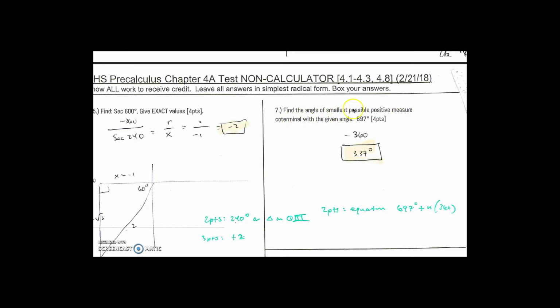So I need a number, smallest possible means a number between 0 and 360, and it should be positive. So if I subtract 360 there, I get 337 degrees. Partial credit, if you wrote down the equation, 697 degrees plus n times 360, where n represents the number of rotations. Positive rotations means counterclockwise, or negative 1 rotation means the clockwise direction.